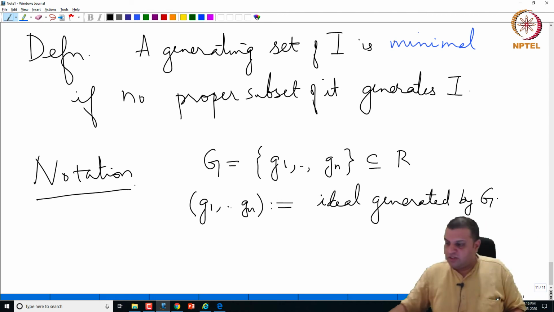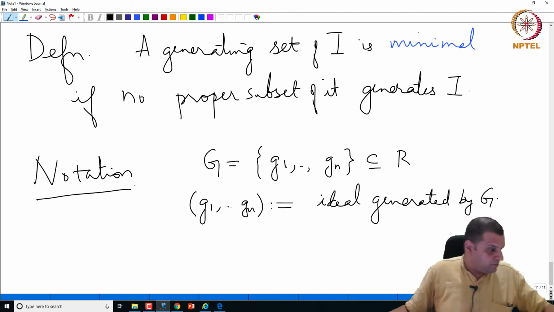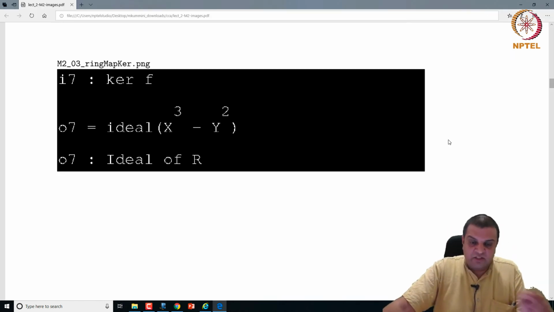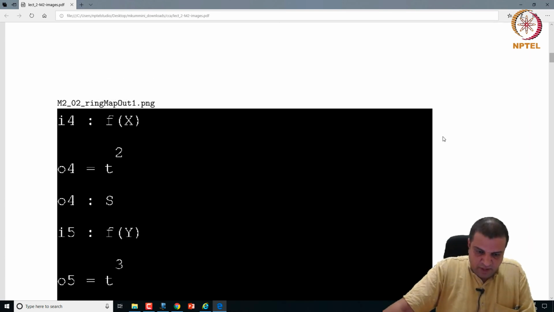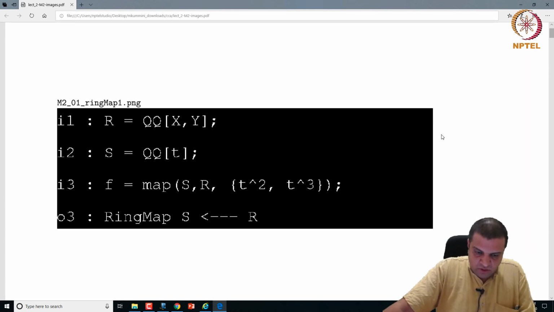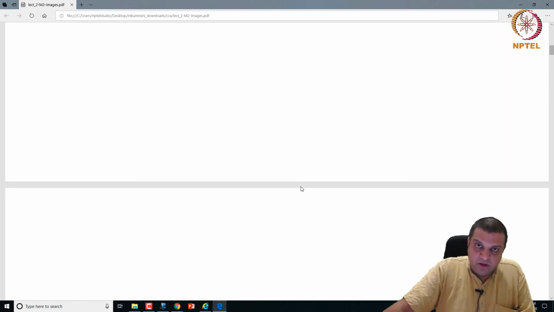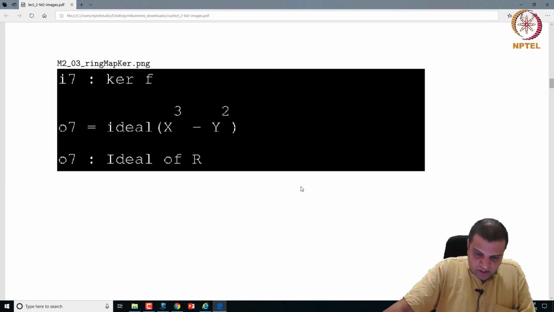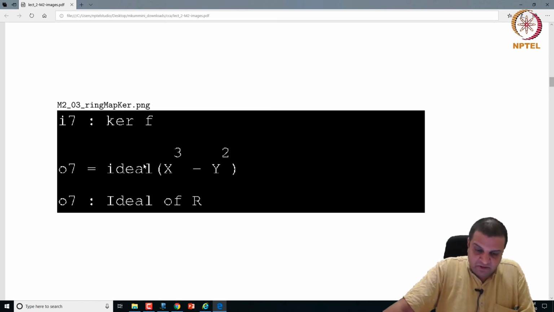Okay, so now let's look at an example. We ask for the kernel of F. Remember, F is this map which goes from the rationals adjoin x, y to the rationals adjoin t. X goes to t square, y goes to t cube. And we ask for its kernel. And it says the kernel of F is the ideal generated by x cube minus y square.